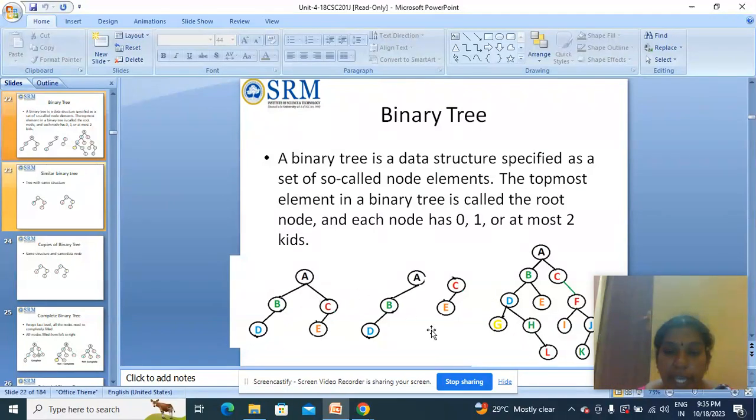These are examples of a binary tree. Every node has exactly two children, not more than two. Here also exactly two children. These are all called binary trees. A binary tree is a data structure specified as a set of so-called node elements. The topmost element in a binary tree is called the root node, and each node has either zero children, one child, or at most two children. This is about the binary tree.